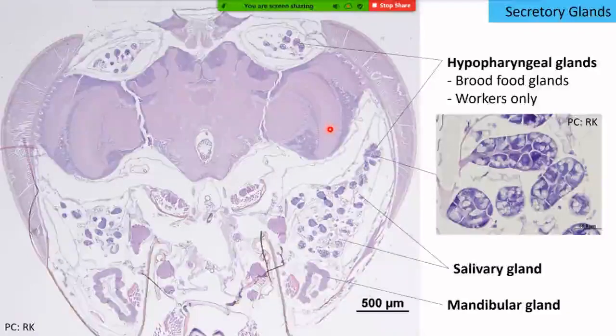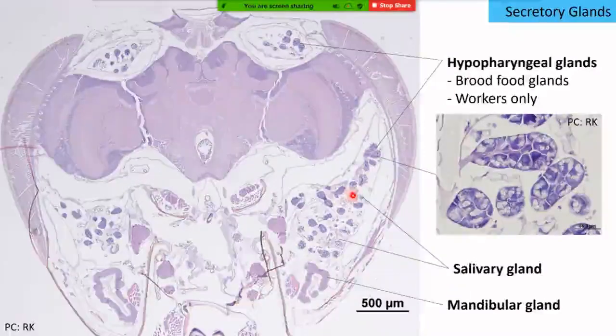The last thing that needs to be discussed in a honeybee head are the secretory glands of the honeybees. And these include the hypopharyngeal glands, which are these clusters of acini that have a single duct that empty into a common duct. The hypopharyngeal glands are responsible for brood food production. So these are the glands that produce food for honeybee larvae.